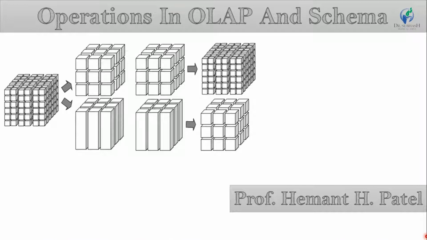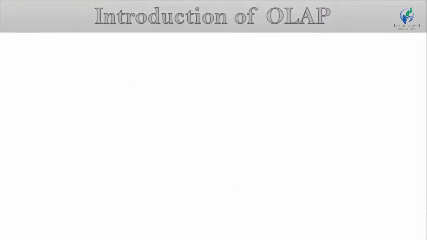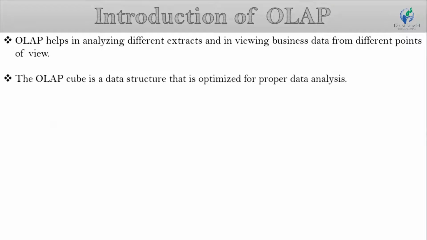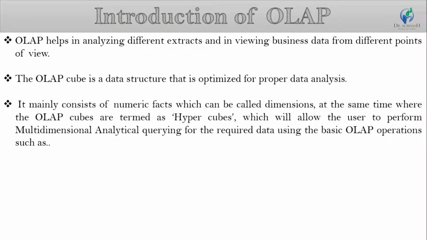So based on that, I start our main topic, the introduction of OLAP. OLAP helps in analyzing different extracts and in viewing business data from different points of view. It is often required to group, aggregate, and join data. The structure is basically called the OLAP cube. The OLAP cube is a data structure that is optimized for proper data analysis. It mainly consists of numeric facts, which can be called dimensions.